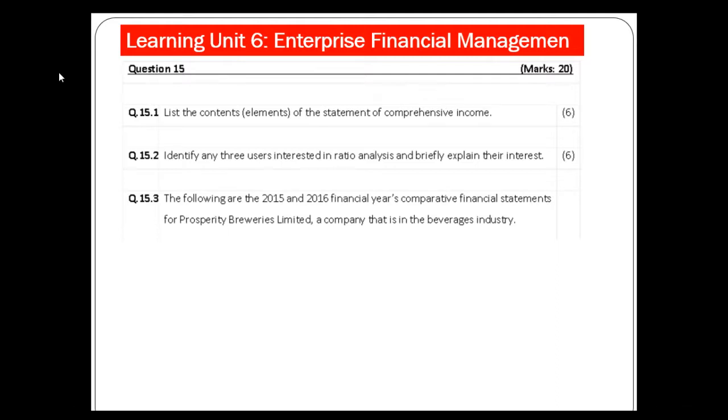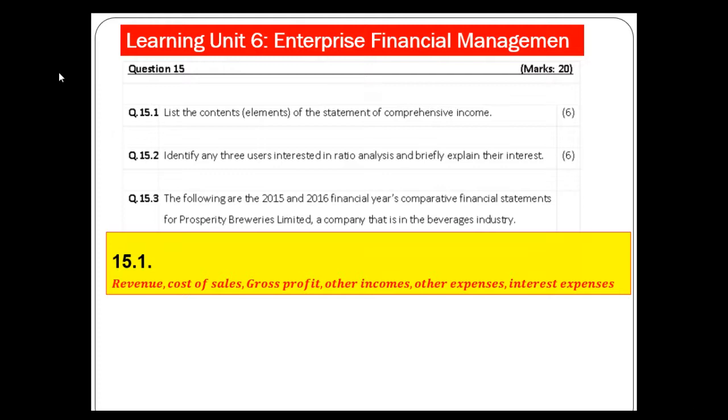Now, these are the elements. For example, we have got revenue, cost of sales, gross profit, other incomes, other expenses, interest, etc. You can even have income taxes. You can have any other items that are part of this statement. So you must just know the statement.